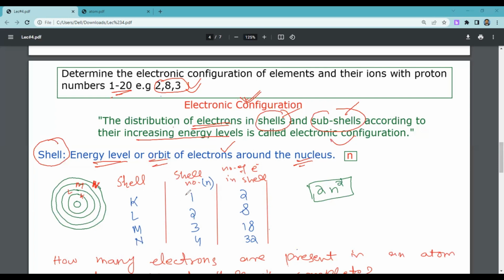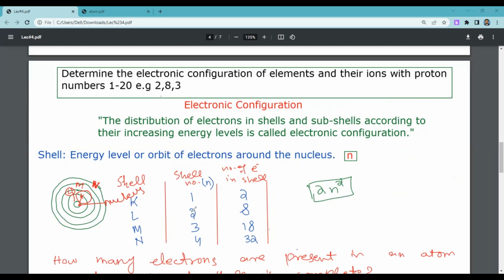The shell number starts from 1. I am saying this because the subshell number starts from 0. The first shell is K shell, the second shell is L shell, the third shell is M shell, and the fourth shell is N shell. Here I simply try to draw it. This is the nucleus. This is the first shell, which is nearest to the nucleus. The second shell is further, and as the shell number increases, it also moves further from the nucleus.